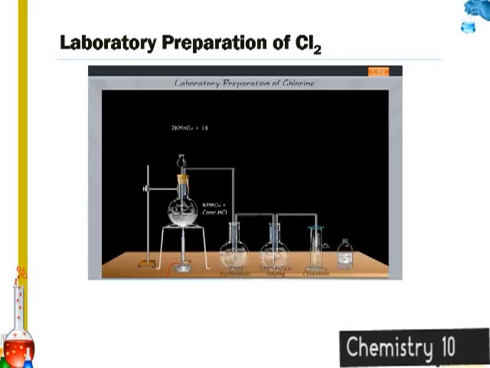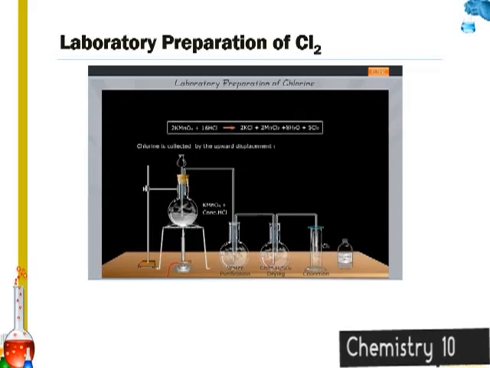2KMnO4 + 16HCl → 2KCl + 2MnCl2 + 8H2O + 5Cl2. Chlorine is collected by the upward displacement of air as it is heavier than air.